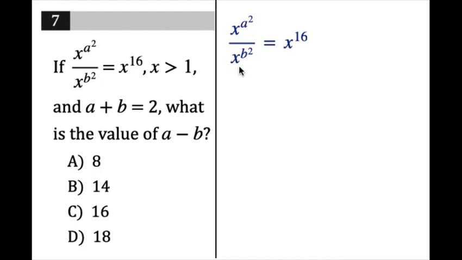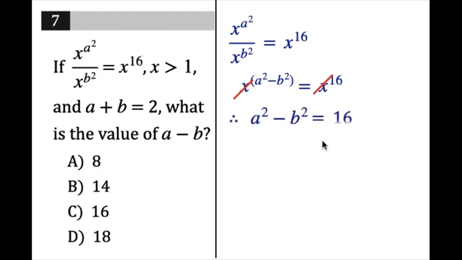Applying the quotient rule here, we have that x raised to power a squared minus b squared is equal to x raised to power 16. We can cancel out x and then equate: a squared minus b squared is equal to 16.